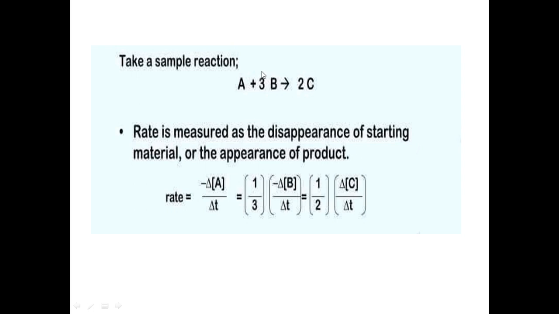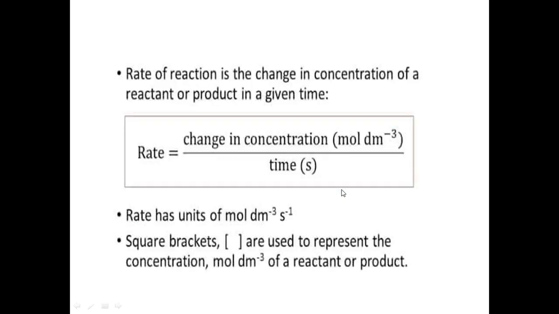So here, if it is 3 moles of B, then the rate is going to be 1/3 times the rate of B. If you have 2 moles of C, then the rate is going to be 1/2, which is half of the rate of C with respect to the product. So generally, the rate of a reaction is the change in the concentration of the reactant or product in a given time, as shown here. So if you have the change in the concentration of a reactant or product with time, then we define what a rate is.